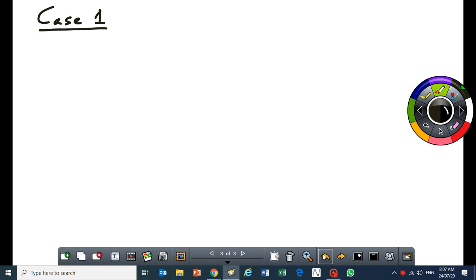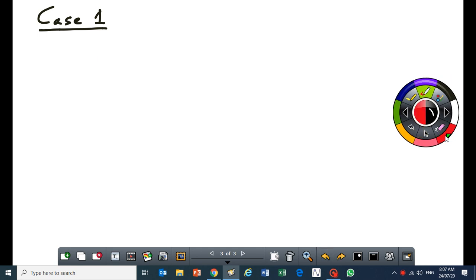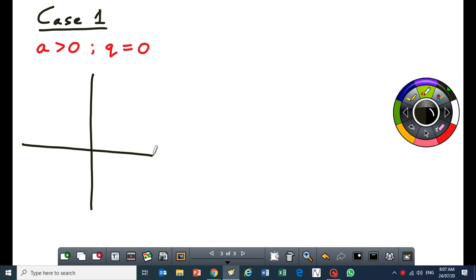We can have this case here. I'm going to say A is going to be greater than 0 and Q will be equal to 0. Okay? A is going to be greater than 0 and Q is going to be equal to 0. Now for that one, it will look like this. The shape will look like that.